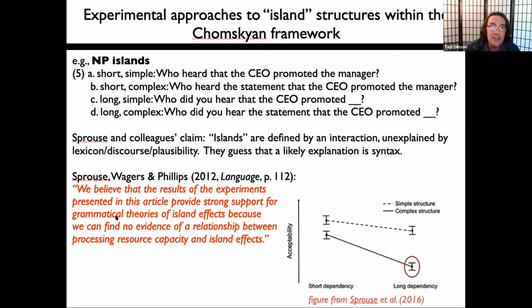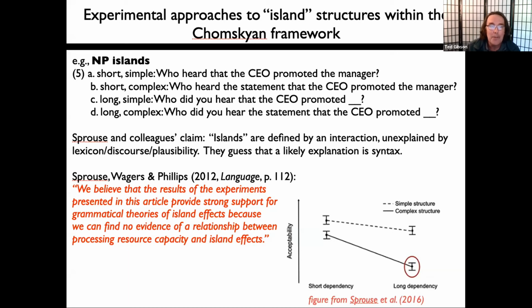Then they conclude, "We believe that the results of the experiments presented in this article provide strong support for grammatical theories of island effects because we can find no evidence of a relationship between processing resource capacity and island effects." What they're trying to do there is conclude from a null effect on a theory they were testing that some other theory which they haven't given must be true. This just is a complete fallacy.